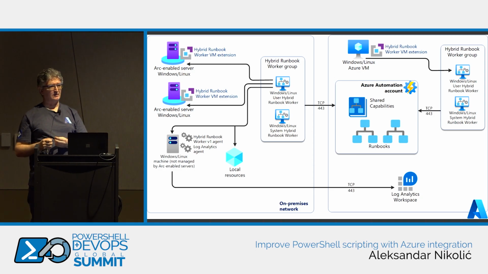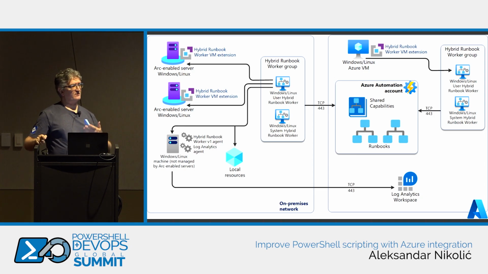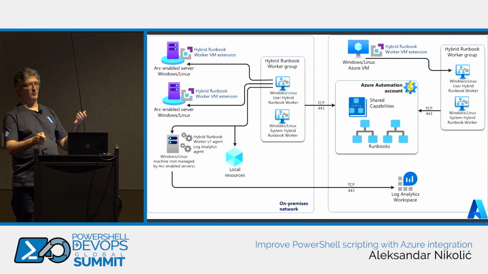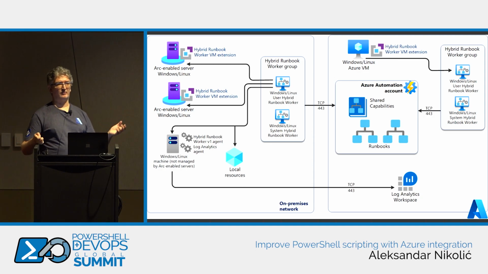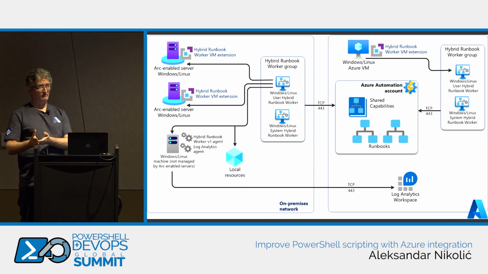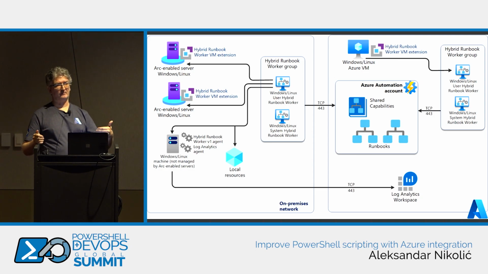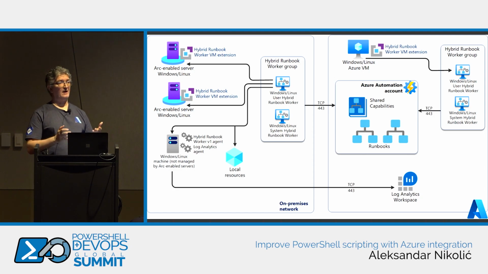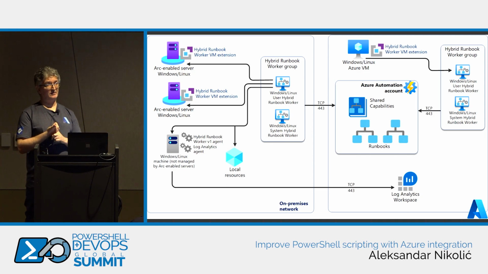And one of the best things that you get for free, and not just for free, it's super easy to set up, is high availability. Hybrid workers work in a way that first you need to create a hybrid worker group, and then you add a couple of your Arc on-premises servers to the hybrid worker group, and immediately you get high availability. You don't need to build a cluster.